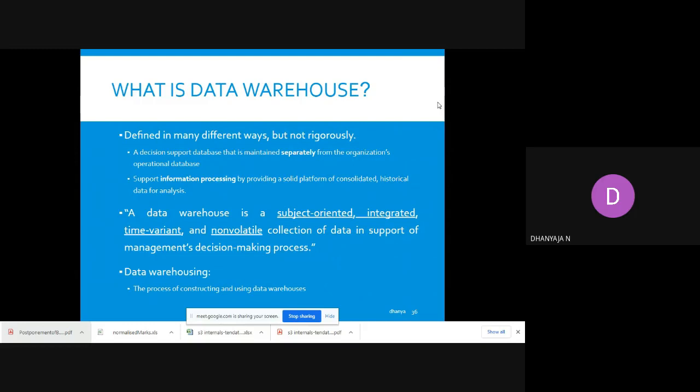A decision support database that is maintained separately from the organization's operational database. It supports information processing by providing a solid platform of consolidated historical data for analysis. Data warehousing is the process of constructing data warehouses. The process is known as data warehousing.